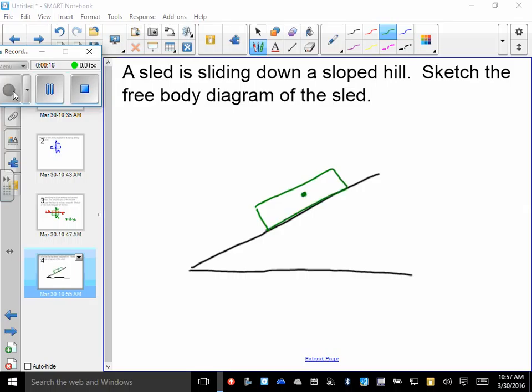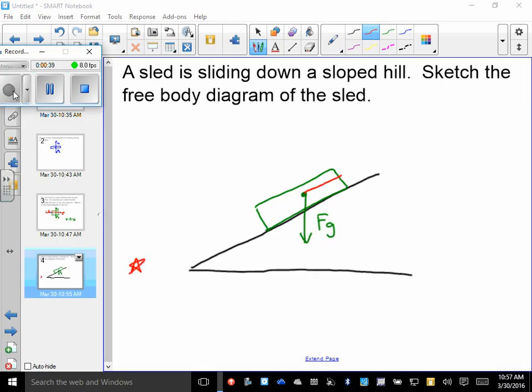I like to start with gravity. Gravity is going to be coming straight down. That's how gravity works. Force of gravity. Okay? There's going to be some friction. The friction is going to be opposite of the way that the sled is moving. Well, I would hope if you were sledding, you're going to be moving this way towards that direction.